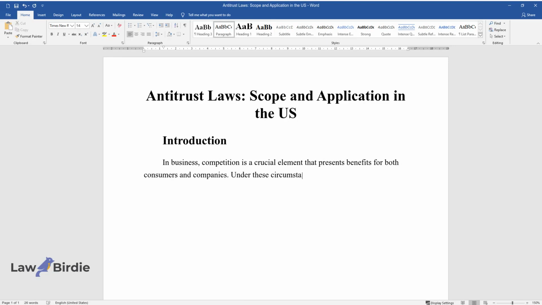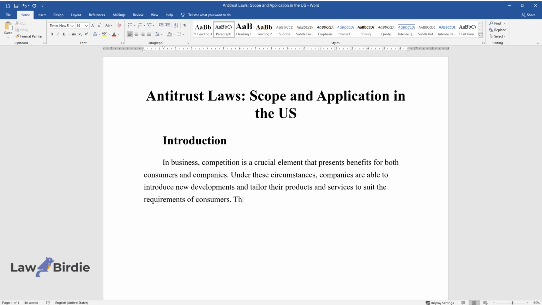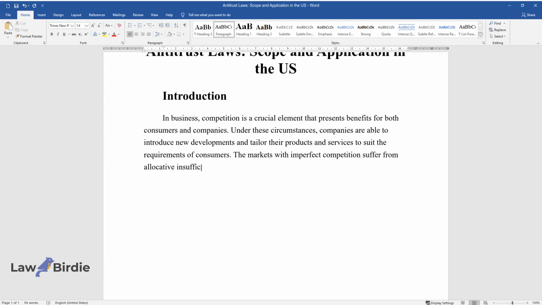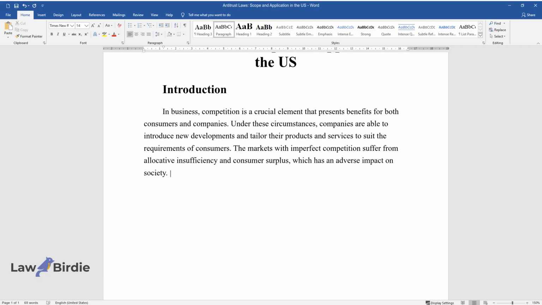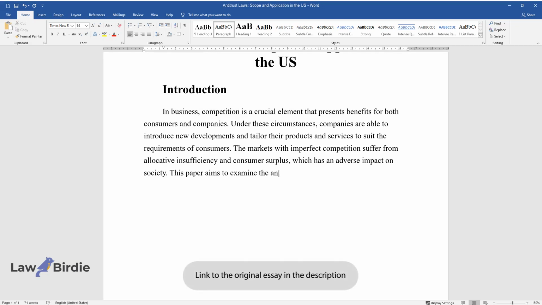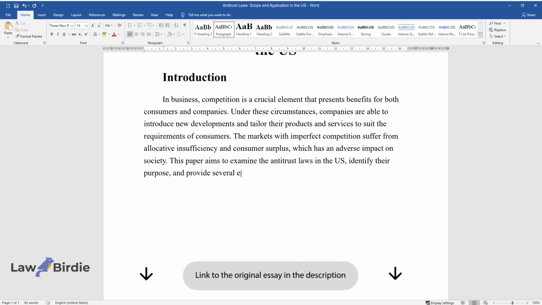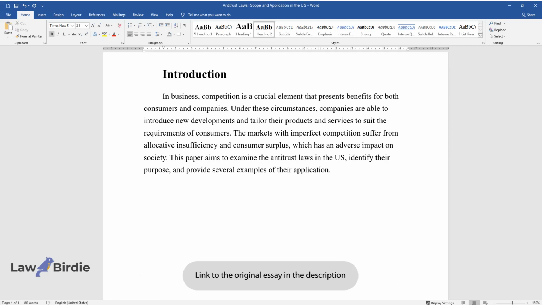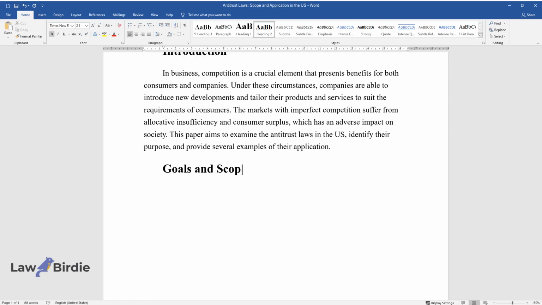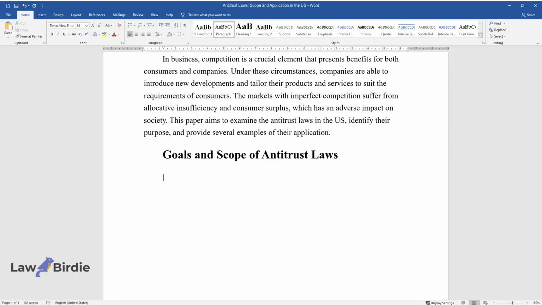Under these circumstances, companies are able to introduce new developments and tailor their products and services to suit the requirements of consumers. The markets with imperfect competition suffer from allocative insufficiency and consumer surplus, which has an adverse impact on society. This paper aims to examine the antitrust laws in the U.S., identify their purpose, and provide several examples of their application. Goals and scope of antitrust laws.